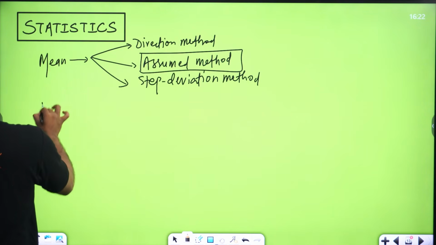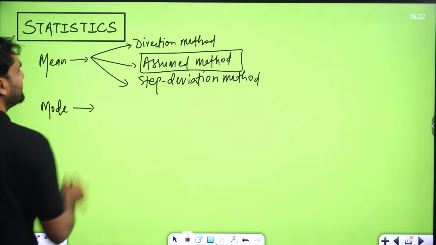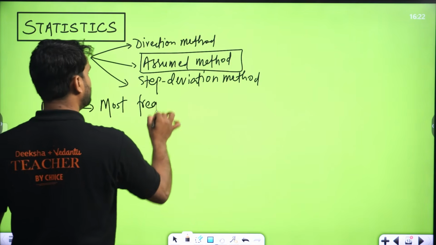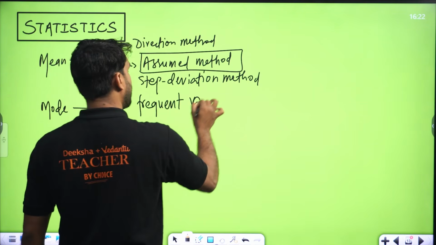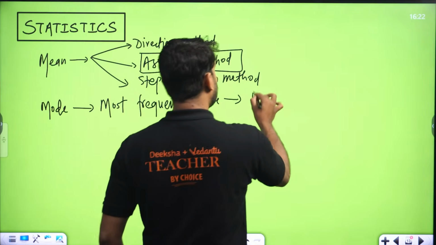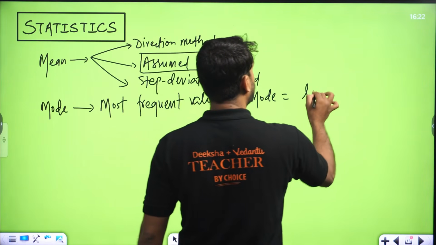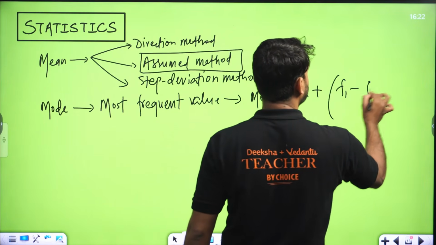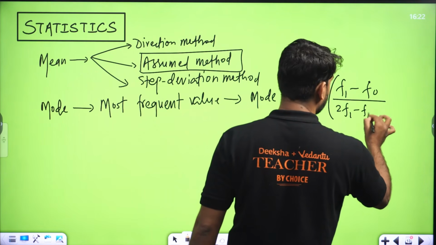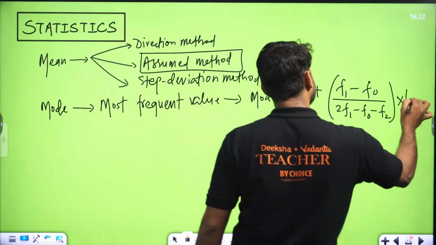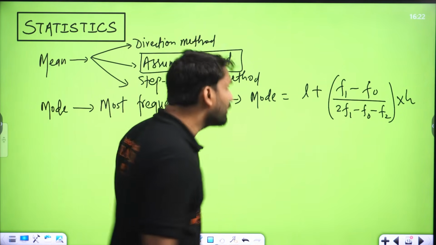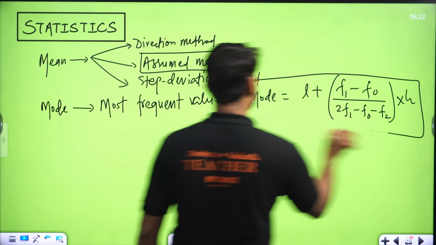But my personal suggestion to all of you is to focus on the assumed mean method this year. Now if I talk about the mode, the mode is basically the most frequent value of any data. In a frequency distribution table, we can find the mode by using this formula: L plus (f1 minus f0) upon (2f1 minus f0 minus f2) into h. This formula will help you out.